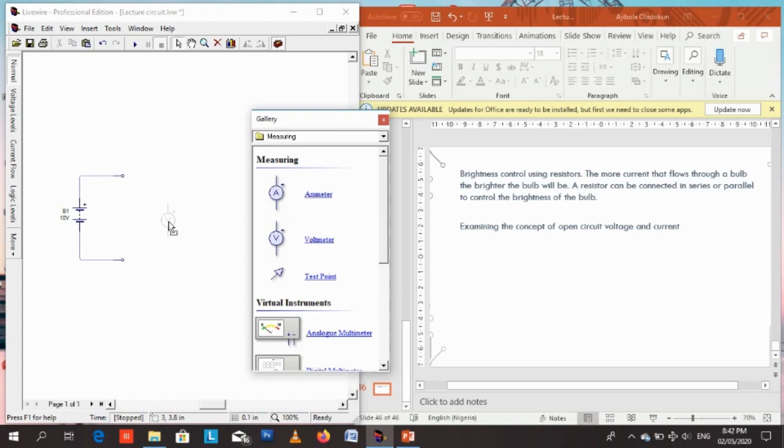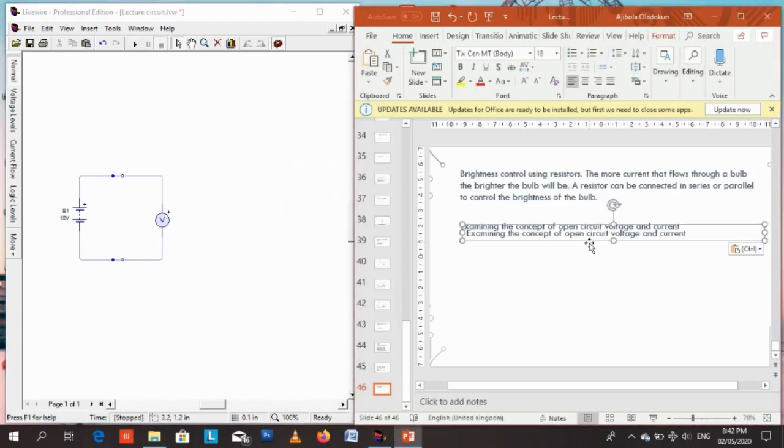Open circuit is when your circuit is not complete, it's not completely closed, it's open. So this is open circuit because there's no direct connection between the positive and negative terminal of the battery. They are exposed on both ends. The circuit is not a closed circuit. So if you connect a voltmeter across an open circuit, you get the full voltage.